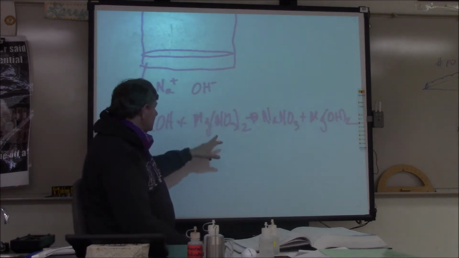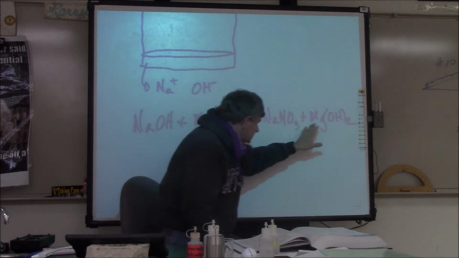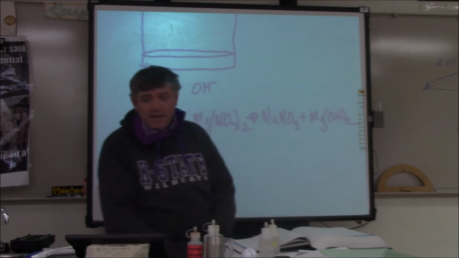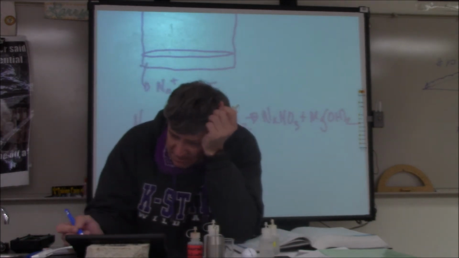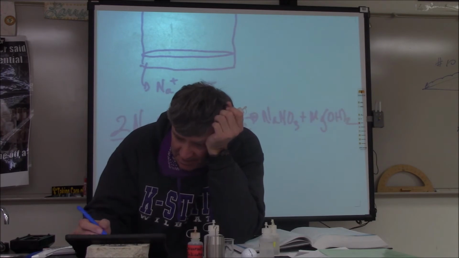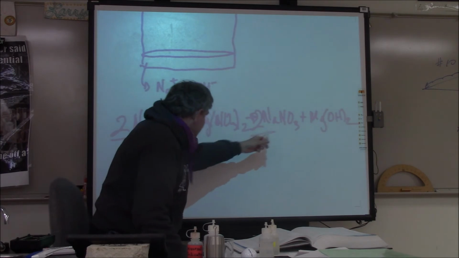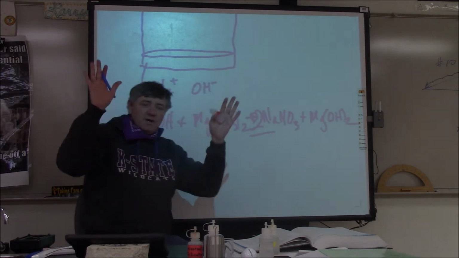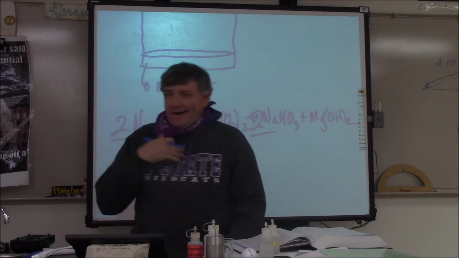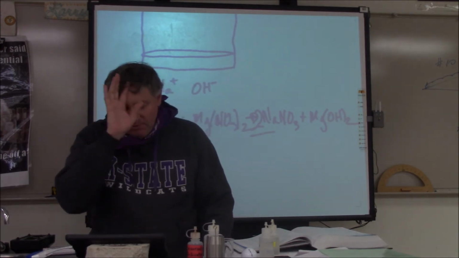Magnesium is 2 plus, nitrate is 1 minus, sodium is 1 plus, nitrate is 1 minus. I get MgOH2. Oh, hey, I need to balance this. I've got 2 hydroxides, so I'll put a 2 over here. Now I've got 2 sodiums, so I'll put a 2 there. And I've got 2 nitrates, and I've got 2 nitrates. Hey, I'm balanced. Wow, look at me, I can do chemistry. And you did. And in Chem 1, it was beautiful.